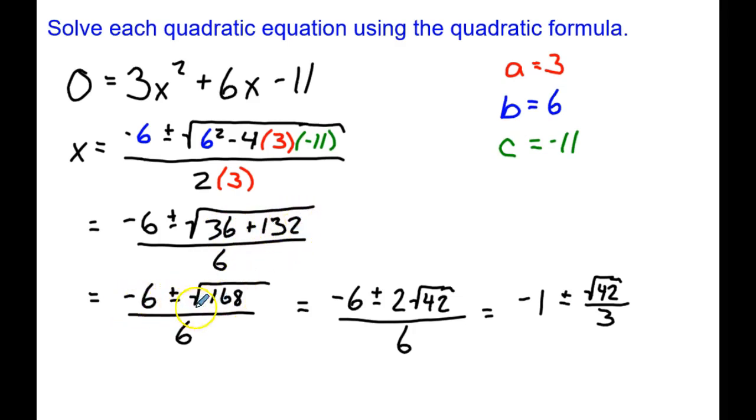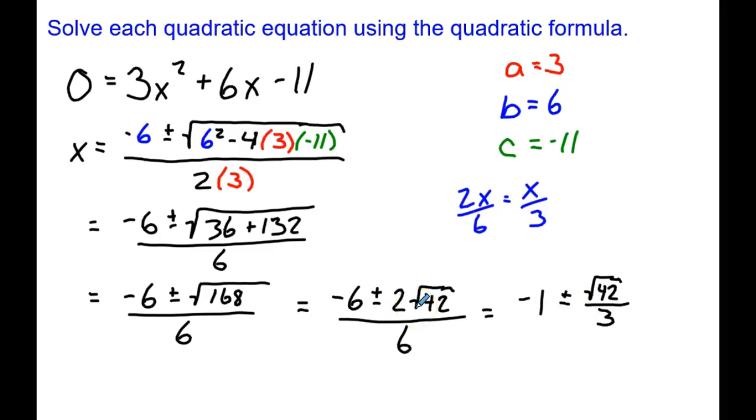So we have negative 6 plus or minus the square root of 168 over 6. Now we have to simplify this radical, find factors that are perfect squares. We could break this down into the square root of 4 times the square root of 42. And the square root of 4 simplifies down to 2. And the last thing we want to do is see if we can simplify anything with the denominator. So we're looking at negative 6 and 6. Negative 6 divided by 6 is negative 1. And then 2 over 6 will simplify to 1 over 3. So our final answer is negative 1 plus or minus the square root of 42 divided by 3.